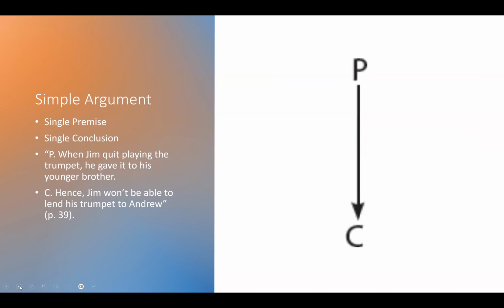Now let's get into the types of arguments you will see in this assignment. First is a simple argument. A simple argument has a single premise or reason and a single conclusion. For example, when Jim quit playing the trumpet, he gave it to his younger brother. Therefore, or conclusion, Jim won't be able to lend his trumpet to Andrew. One premise leads to one conclusion. We can also infer in this argument that Andrew is not Jim's brother.